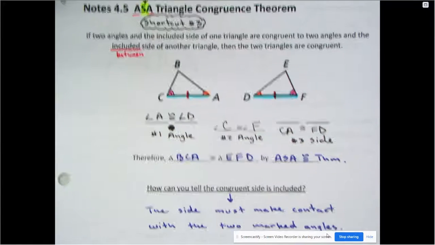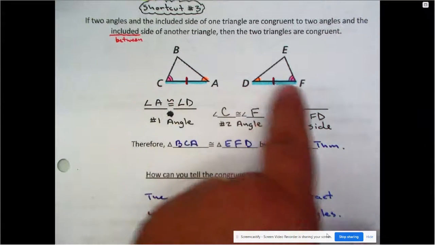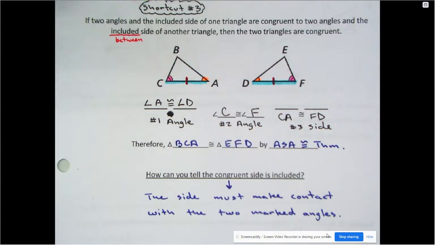That's how we know that ASA is working properly: when the side is making contact with both of the angles that are marked. And yet again, this is why it's so important for us to mark our angles very carefully, and our sides, right? All markings.